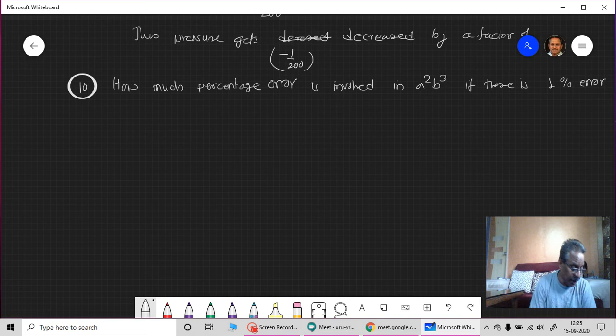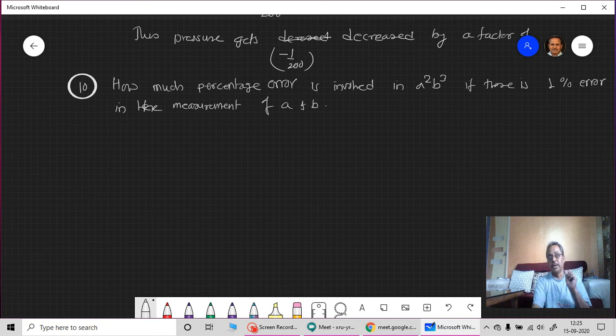So 1% error in the measurement of A and B. Okay, so if there is a 1% variation in the measurement of A and B, positive or negative whatever, then what will be the total change in the quantity A square into B cube, the percentage error in the measurement of A square B cube? So it's again a numerical problem. Solution.